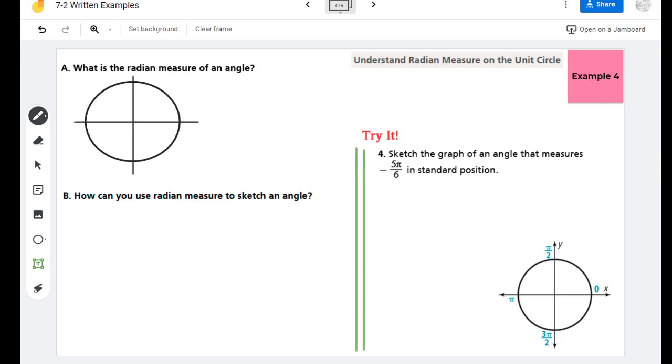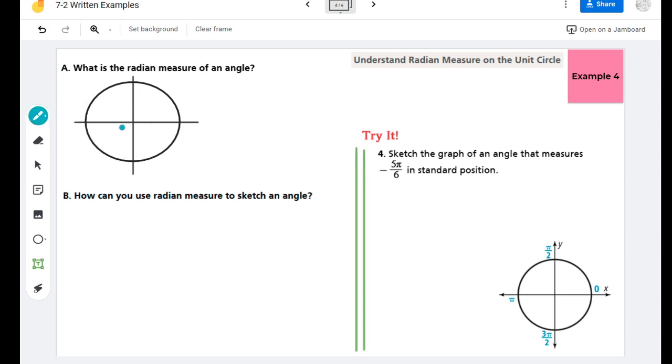In today's video, I'm covering example 4 from section 7-2 in the SavvasRealize Algebra 2 textbook. The goal of today's video is to understand radian measures of the unit circles. Alright, so first I want to describe what a radian is.